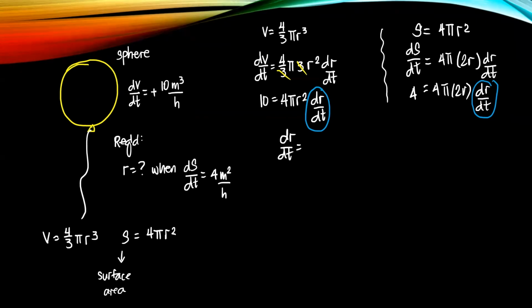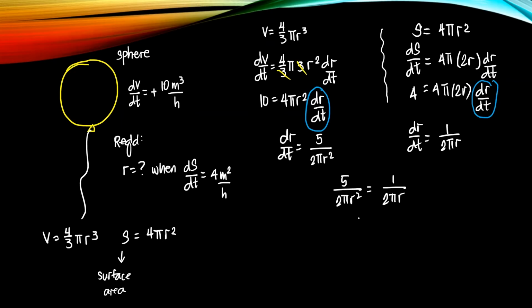dr over dt, that's 10 divided by 4, that's 5/2. 5 over 2 pi r squared. In here, if I isolate dr over dt, 4 cancels out, 1 over 2 pi r. And then I equate them. I can see that 5 over 2 pi r squared is equal to 1 over 2 pi r because both of them are dr over dt.